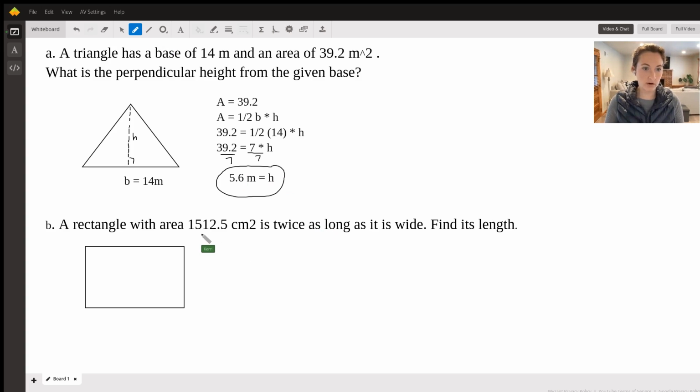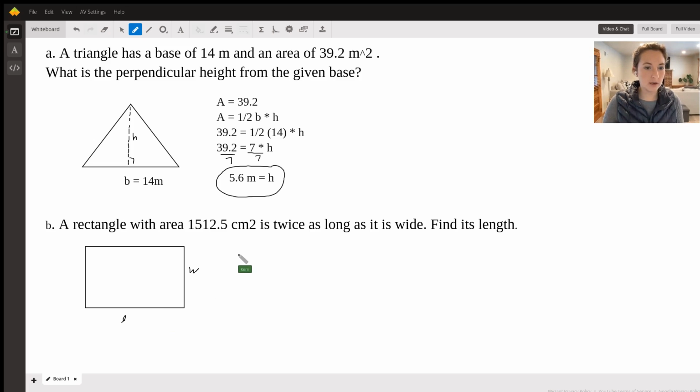A rectangle with area 1,512.5 centimeters squared, again, this should be squared, is twice as long as it is wide. Find its length. So I know length and width, that's a little L there, and width for a rectangle, or the same as base times height. It'll work the same way.